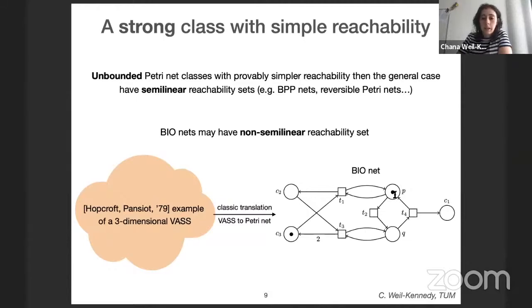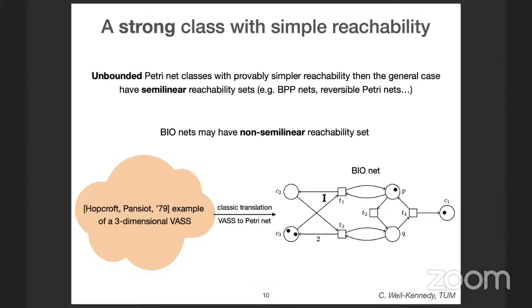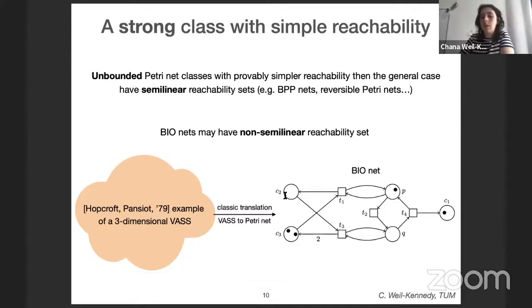And when there is a token in P, then all tokens in C3 can move to C2. Then when P is in Q, all tokens in C2 can move to C3, doubling their number. And then we go through the cycle again. All the tokens of C3 can go to C2. And then when we cycle again, they double again, and so on and so forth.